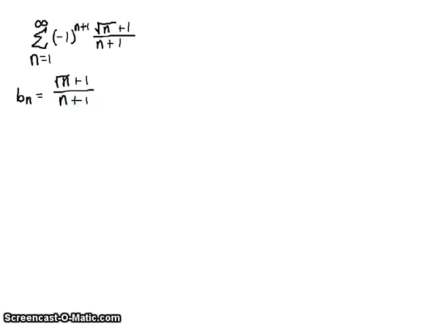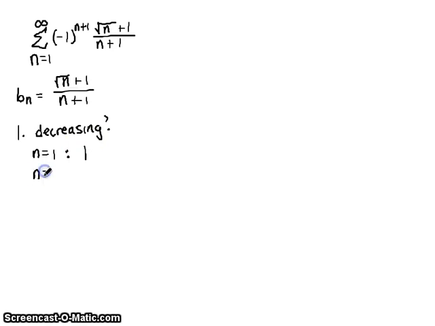So there's two conditions that need to be met if we're going to have a convergent alternating series. So the first one is, does this thing decrease? So we need to check. So we plug 1 in. So if n equals 1, we're going to get square root of 1 is 1, plus 1 is 2, over 1 plus 1 is 2. So when n equals 1, our term is 1.